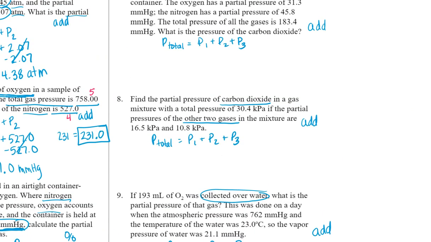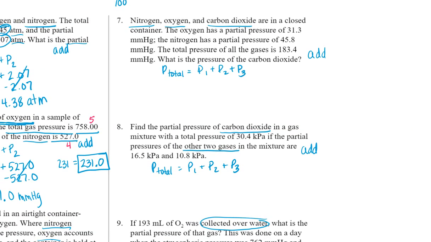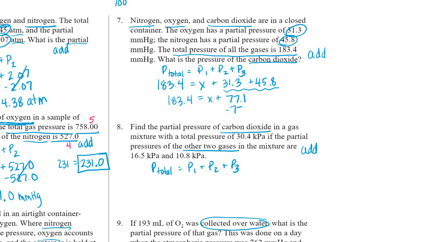All right, let's go over to our other column and keep solving. We know we're looking for addition, and it says I'm looking for the pressure of the carbon dioxide. That's one of our partial pressures. So I need to find the total, and it says it right here, total pressure of all gases is 183.4. So I need to find 2 other partial pressures. And I see 2 other numbers right here. The order doesn't matter because we're just adding. So then we'll combine these like terms. So I get 183.4 equals X plus, when I add those numbers, I get 77.1. Subtract that from each side. So I get X equals 106.3.